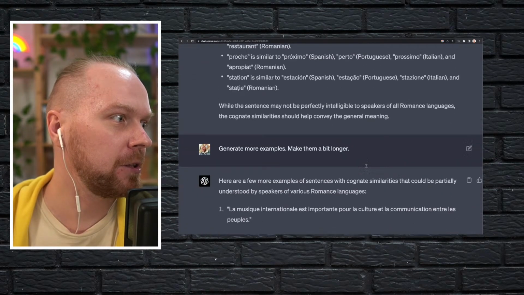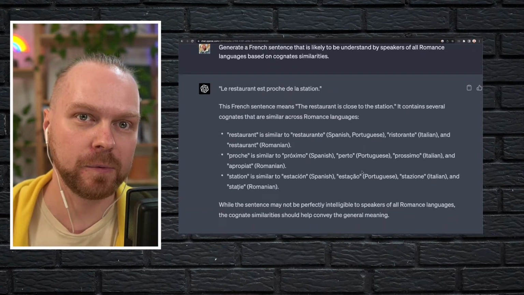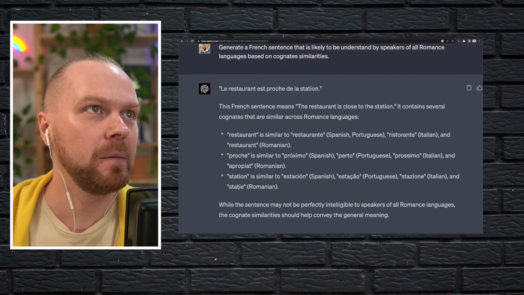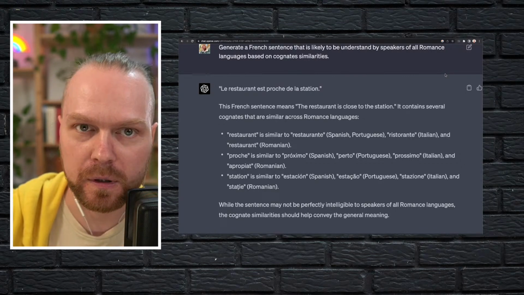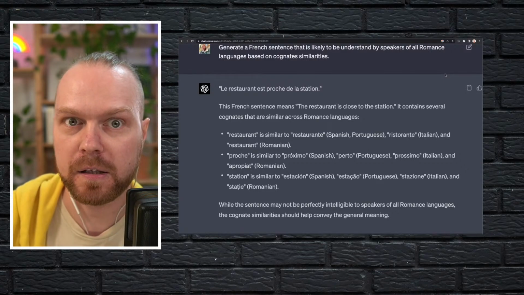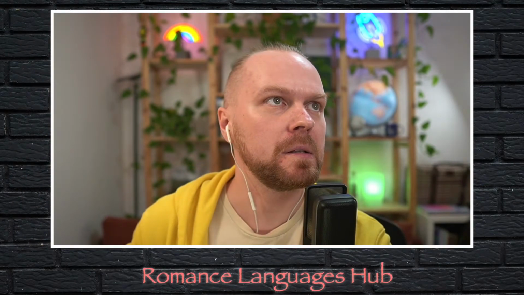Yeah, and it actually generated some more examples, but we might have a look at it when we have some more people calling in. So we can look at it together and see if you guys are able to recognize the cognates in the sentences.